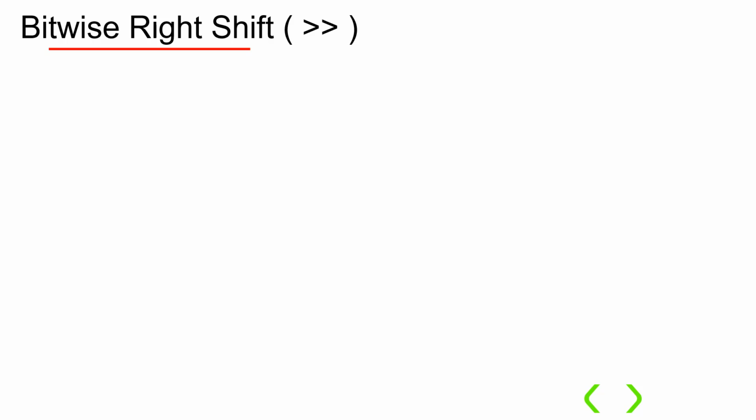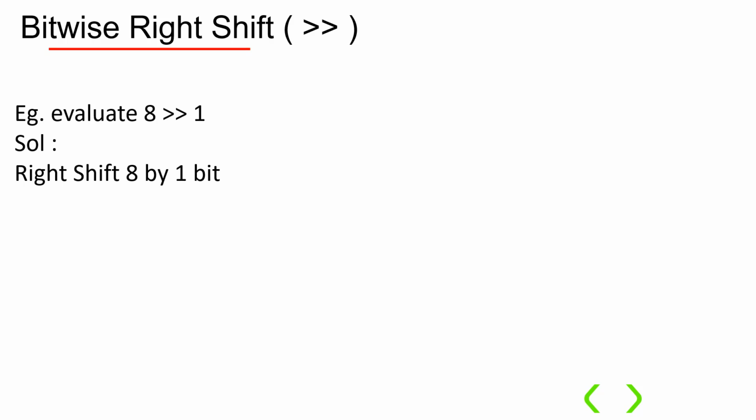We have the bitwise right shift operator. Right shift is represented by two greater than symbols, followed by the number of places to shift to the right. It's similar to the previous case. We just shift to the right instead of left. For example, we have this question. It means right shift 8 by 1 place.